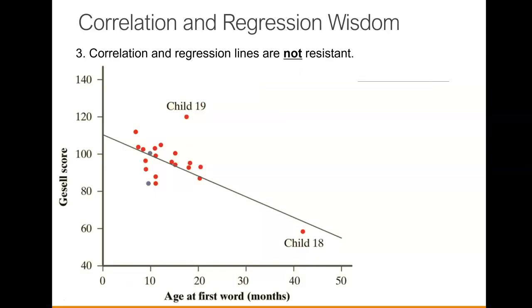All right. We mentioned that correlation and regression are not resistant, meaning that they're highly affected by outliers, the presence of outliers. So take a look at this graph here, the age of first words and the Gesell test score.